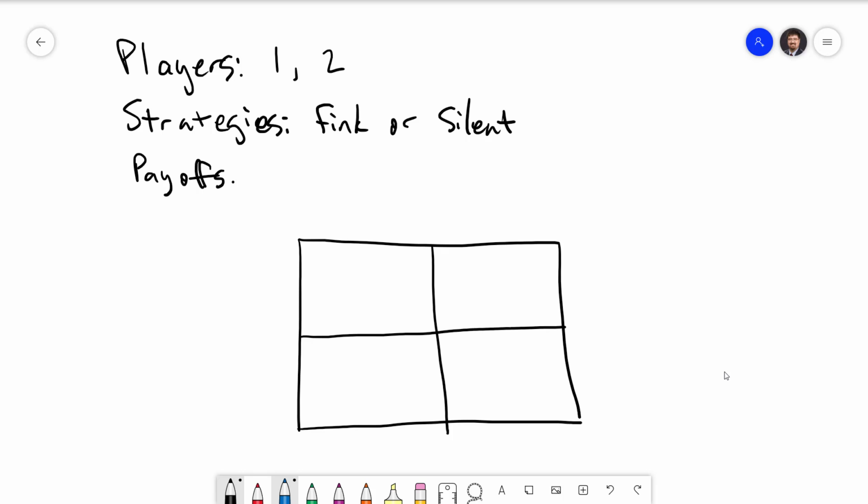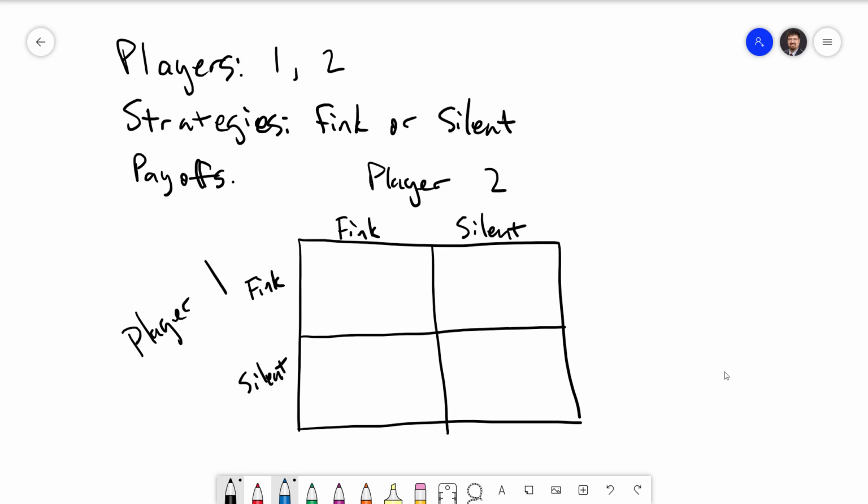From there, we have player 1 on the rows and player 2 on the columns. It's arbitrary which one you put where, but I'm always going to do player 1 on the rows, player 2 on the columns. We label each row and column with the potential strategies. Player 1 can either think or stay silent. Player 2 can either think or stay silent. When I write the payoffs in the game matrix, I always write player 1's payoff in the bottom left and player 2's payoff in the upper right. This helps me keep it straight as to whose payoff is whose.